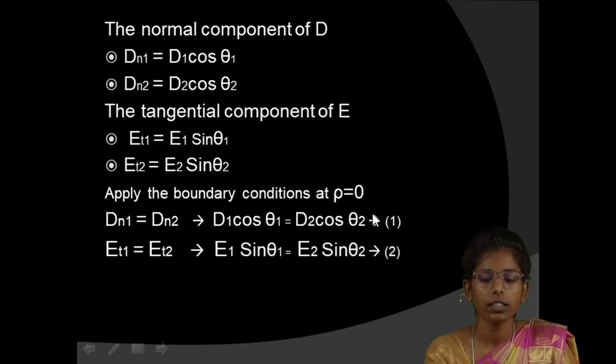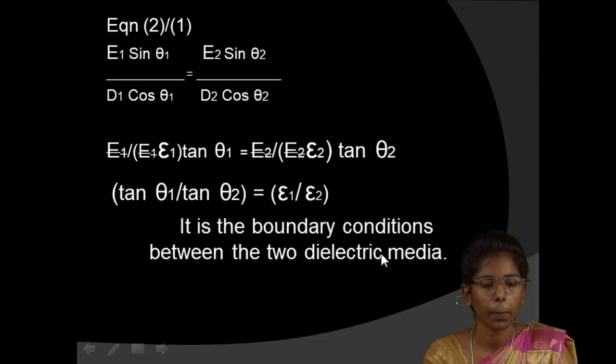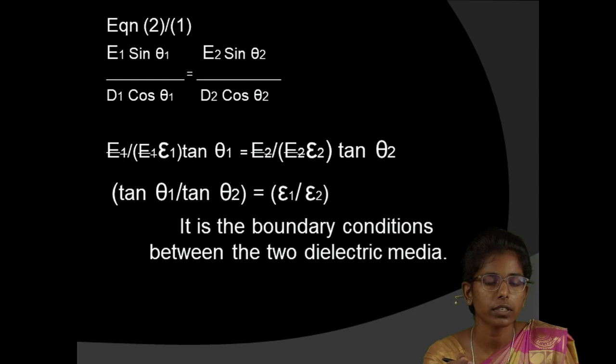I take this as equation 1. The second one is Et2 equal to Et1. Substituting Et1 and Et2, the equation becomes E1 sin theta 1 is equal to E2 sin theta 2. I take this as equation 2. Here we divide equation 2 by equation 1. Then the equation becomes E1 sin theta 1 divided by D1 cos theta 1 equals E2 sin theta 2 divided by D2 cos theta 2. We already know sin theta divided by cos theta represents tan theta.